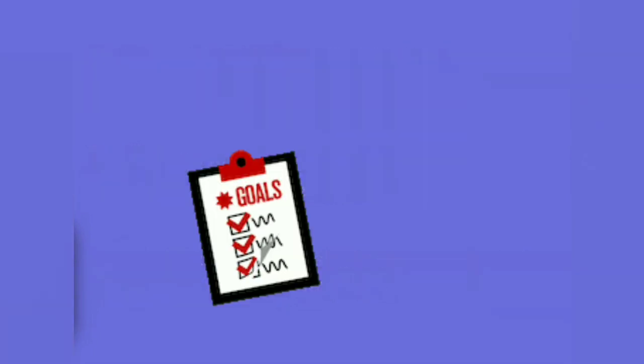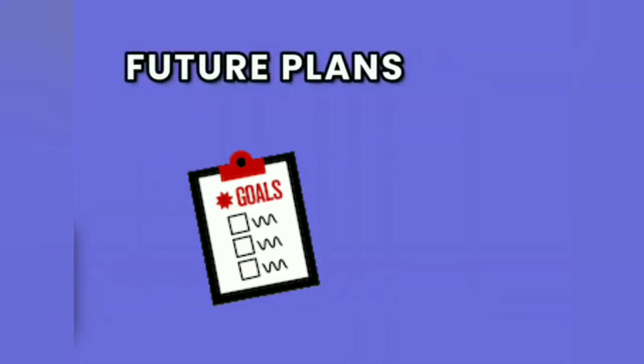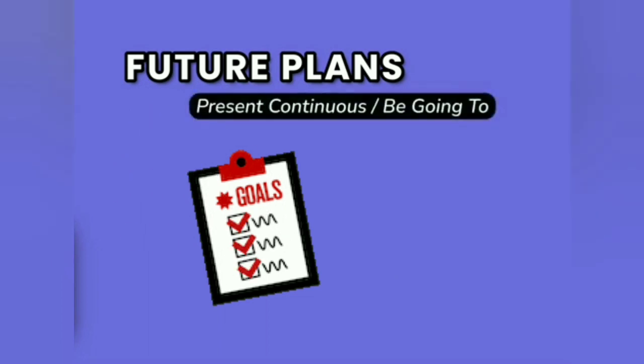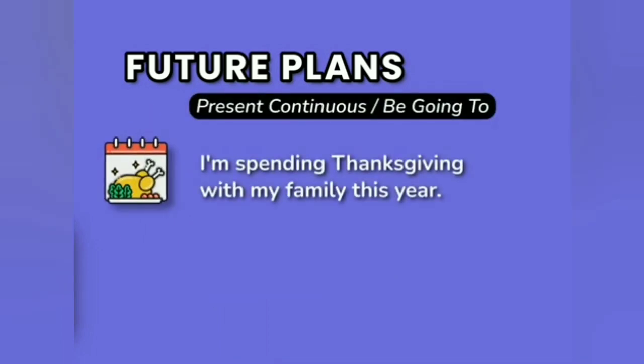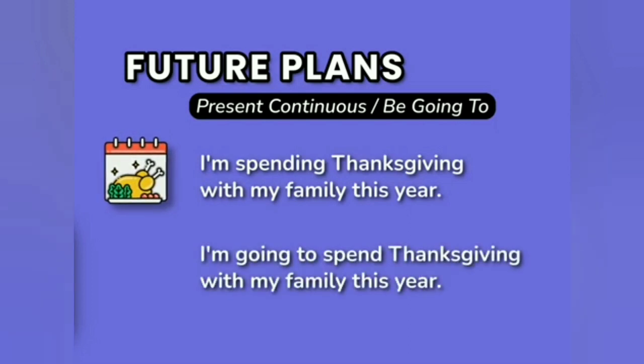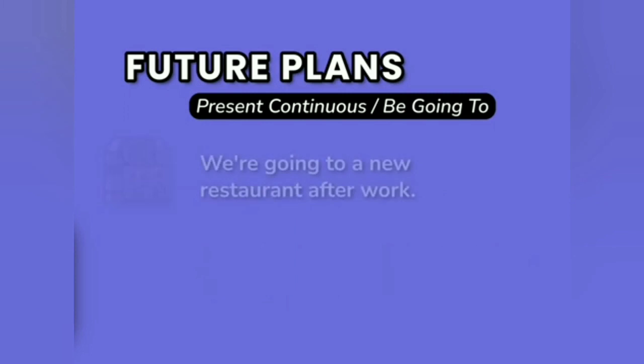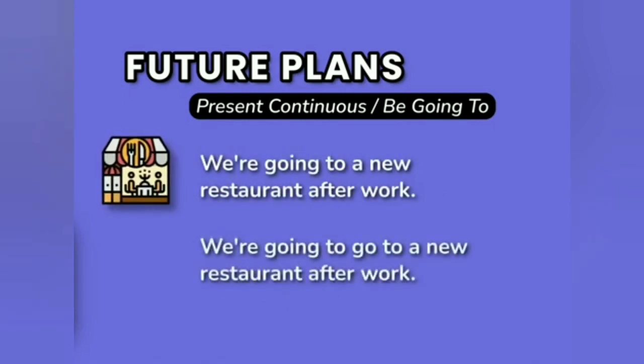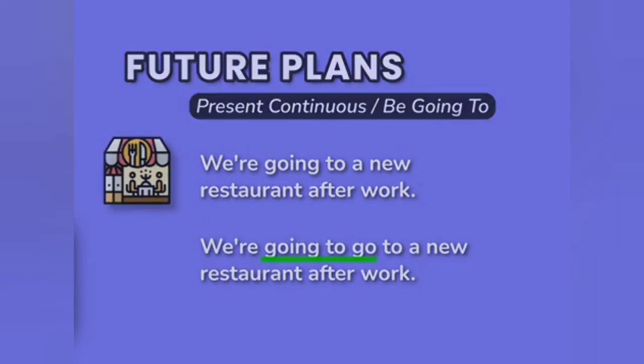If there's a future plan that you can control, it sounds most natural to use the present continuous or be going to. I'm spending Thanksgiving with my family this year. I'm going to spend Thanksgiving with my family this year. We're going to a new restaurant after work. We're going to go to a new restaurant after work. Yes, it's fine to say "going to go."